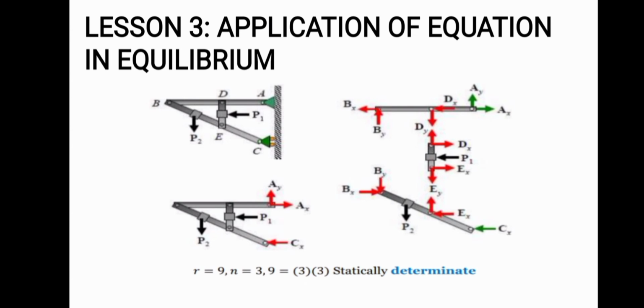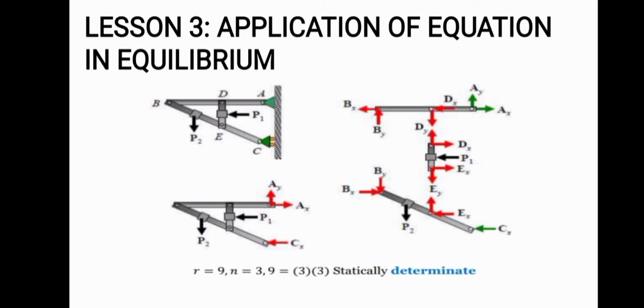So lesson 3 is about the application of the equations of equilibrium. Building frames and trusses are typical examples that are often constructed in this manner. The number of reactions is equal to 9, and the number of members is 3. So we can say that 9 is equal to 3 times 3, so 9 is equal to 9.